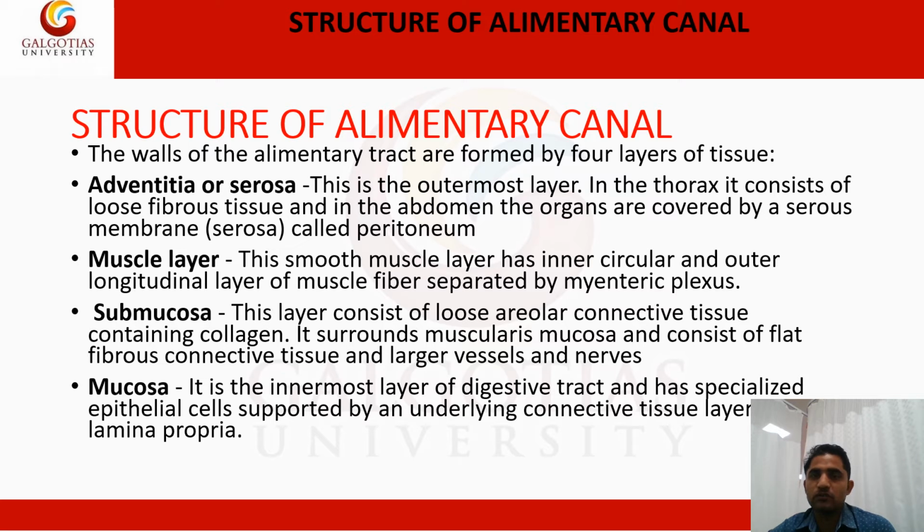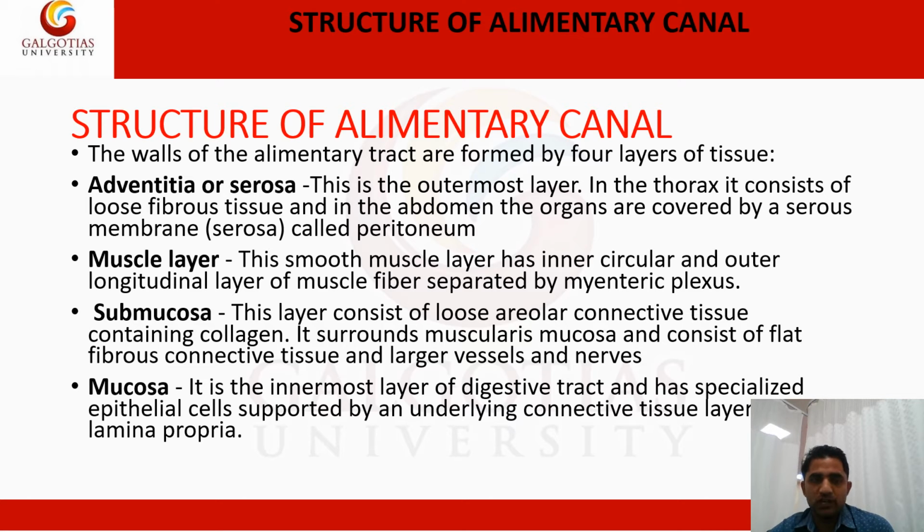In the thorax it consists of loose fibrous tissues, and in the abdomen the organs are covered by the serosa membrane, which is also known as the peritoneum. So in the abdominal cavity, the serosa is also known as the peritoneum. From the mouth to the anus, we have the same layers, but there is a difference between the abdominal cavity and the thorax.